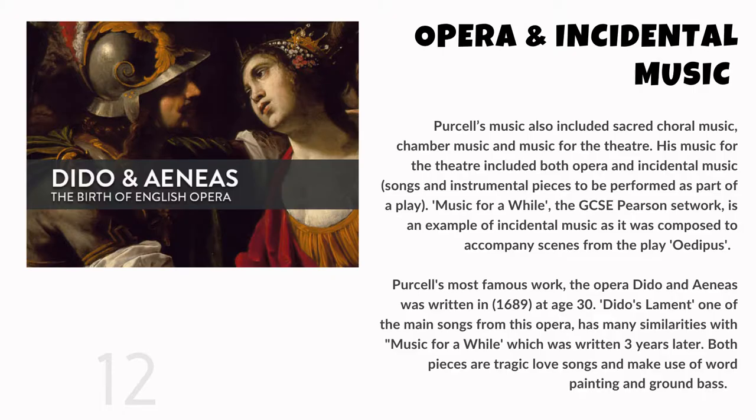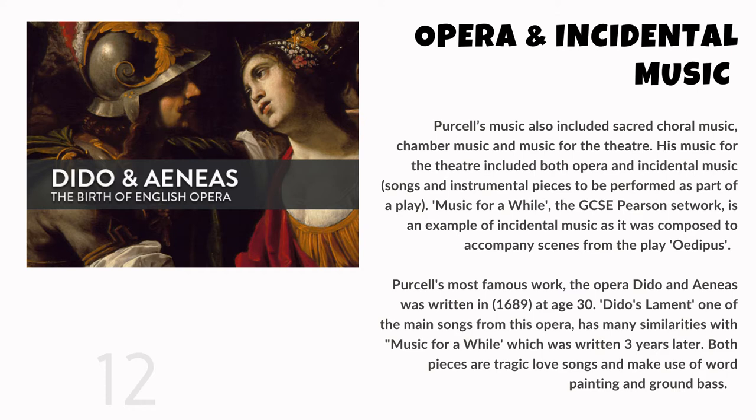Purcell's music also included sacred choral music, chamber music, and music for the theater. His music for the theater included both opera and incidental music, songs and instrumental pieces to be performed as part of a play. Music for a While, the GCSE Pearson set work, is an example of incidental music as it was composed to accompany scenes from the play Oedipus.